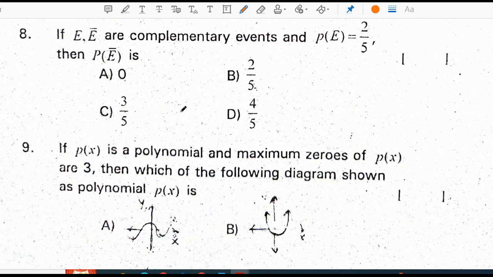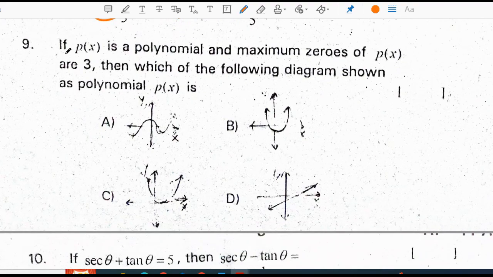If E and E bar are complementary events and P of E is equal to 2 by 5, then P of not E is. So 1 minus 2 by 5 will be the correct option. So 5 ones are 5 minus 2 by 5 is 3 by 5. Correct option is C.